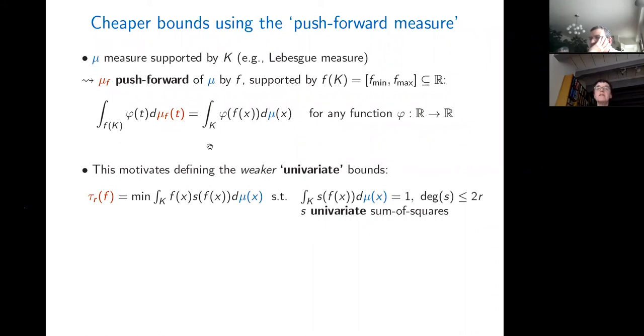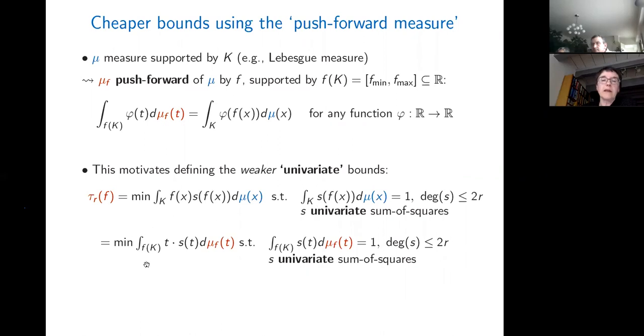So this motivates defining weaker bounds. Instead of optimizing over a general sum of squares, what we can do is take a univariate sum of squares S, which we evaluate at f of x. And in this way, you get a bound, let's call it tau r of f. This is weaker because you are restricting yourself to a much smaller set of sums of squares. I have reformulated the bound in terms of the push forward. So in this way, you get the weaker bounds.